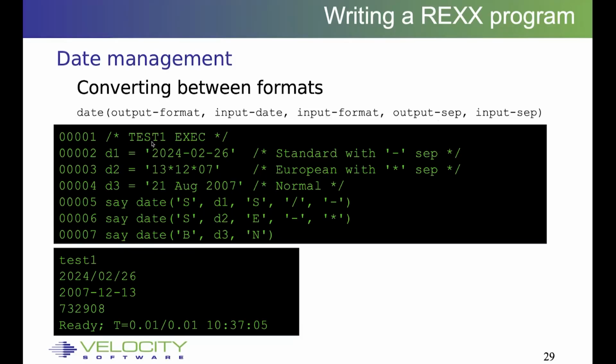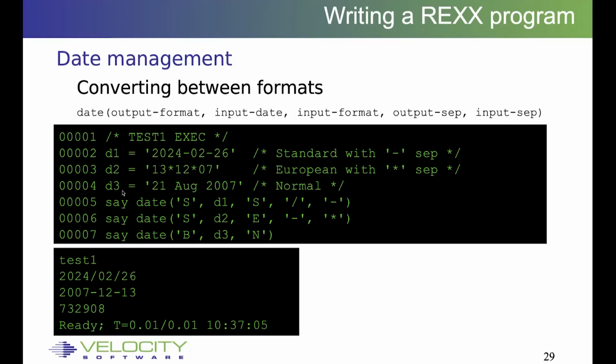So here's our test one exec. I put the line numbers in here for easier reference. On line 2, we're going to set a date D1 to a standard date with dash separators. And in the next line, D2, we're going to create a European date with asterisk separators. Not sure why you would use asterisks, but we certainly have the option to. And in D3, we're just going to create a normal date in normal form.